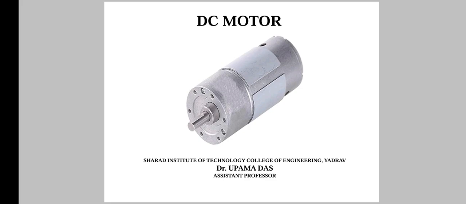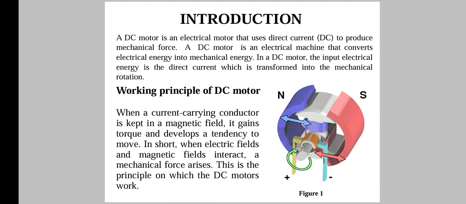Now, what is DC motor? Why are we saying DC motor? So, is there any AC motor? Yes, definitely. There are DC motor and AC motor as well. So, first of all, why do we use motor? We use a motor to get some rotational speed.